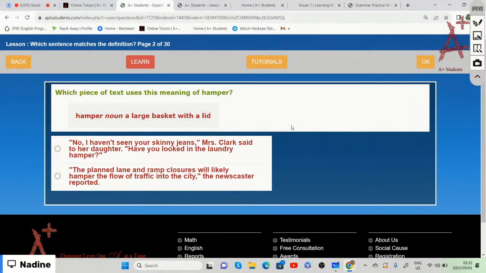All right, so the word given to us is hamper. Which piece of text uses the meaning of hamper? Hamper, which is a large basket with a lid. That is a hamper. Now we need to look at these two sentences. "No, I haven't seen your skinny jeans," Mrs. Clark said to her daughter. "Have you looked in the laundry hamper?" The planned lane and ramp closure will likely hamper the flow of traffic into the city.